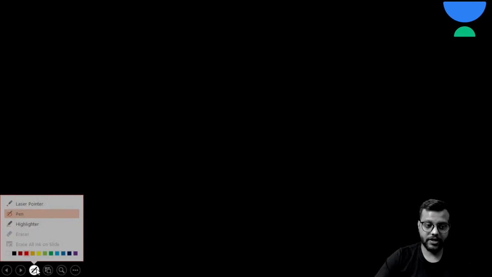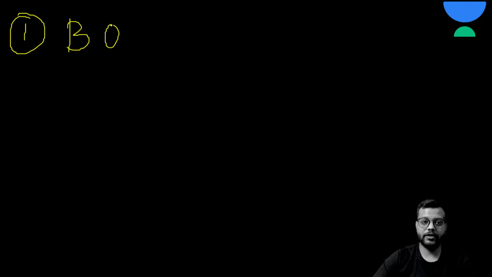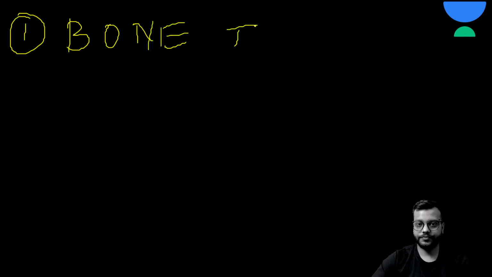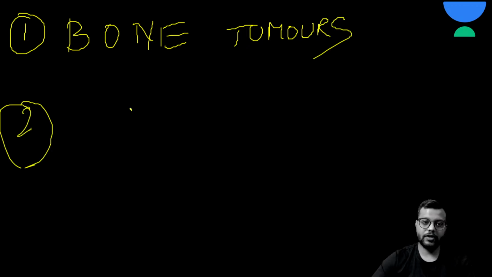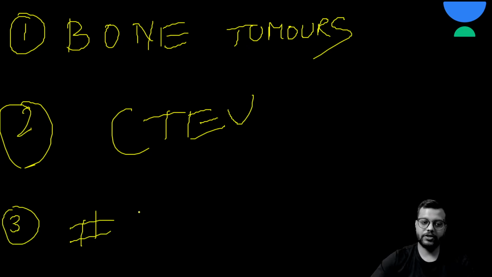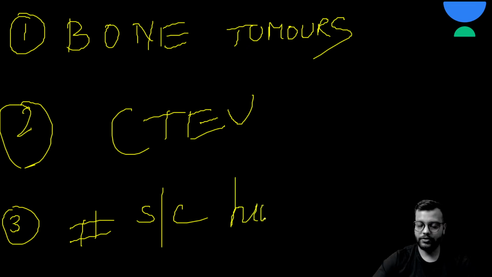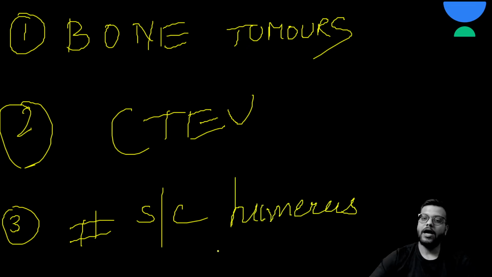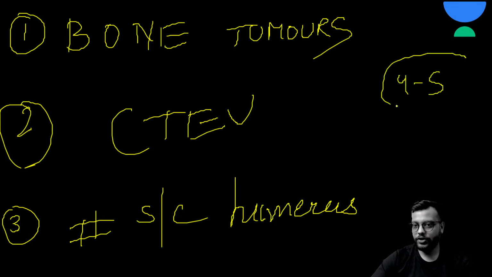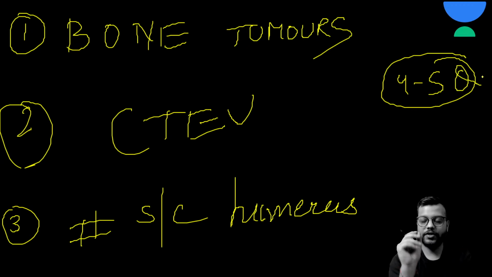Okay, so top 3 जो important topics है NEET-PG के हिसाब से, first one is very important, that is your bone tumors. Okay, second one is your CTEV, and third one is your fracture supracondylar humerus. Okay, इन तीनों में से you can expect at least 4 to 5 questions in this year's NEET-PG in orthopedics. Very important these 3 topics.